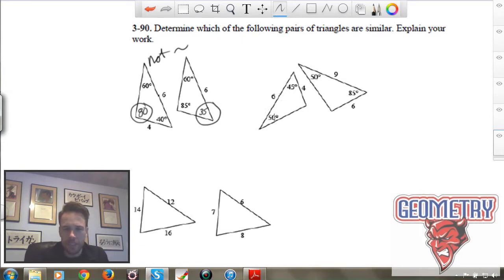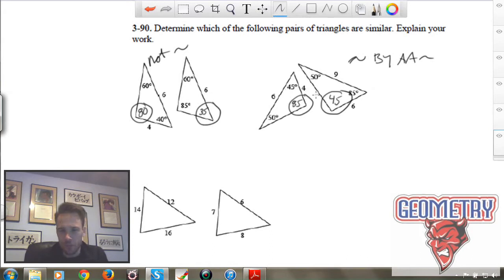Over here in the second one, we encounter a similar situation. I have two angles in this triangle, two angles in this triangle that don't match up quite yet, so let's find the third. So 180 minus 50 minus 45 gives me 85, and then 180 minus 50 minus 85 gives me 45. And what we notice here is that, yes, the angles do match up. We have 50 and 50, 45 and 45, 85 and 85. So yes, these triangles are similar by angle similarity.